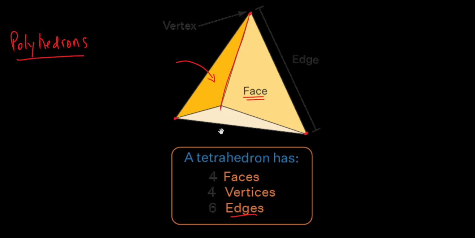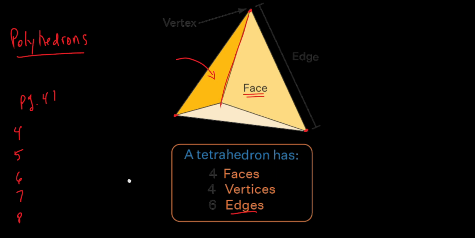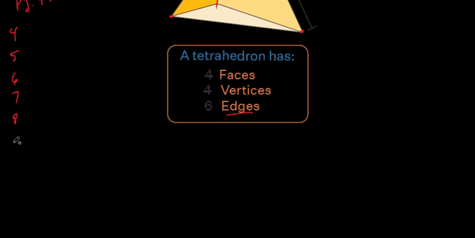And we do have a whole list of them on page 41. There's a whole list of them. So we go 4, 5, 6, 7, 8, 9, 10, and then they skip a little bit. They go 12 and 20. All right, so here you go. Everything's going to end in the word hedron, okay? So all you got to know is your prefixes. If you know your prefixes, then it's pretty easy to figure out.